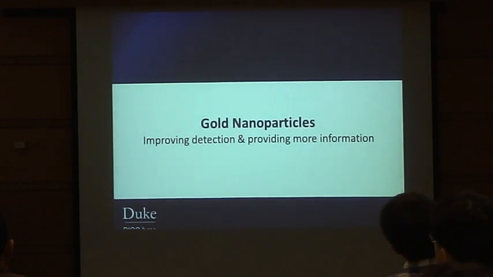So I bring up the gold nanoparticles because what we've been doing recently is combining these gold nanoparticles with our phase imaging to understand how we can see additional molecules that may be more revealing. So our work's been focusing on improving the detection of these nanoparticles using interferometric means and providing this additional information.